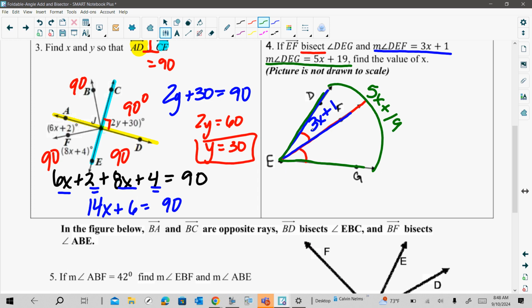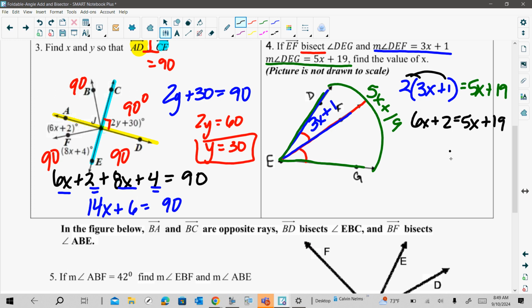Do we have part equals part, or do we have to double the part to equal the whole? Double the part. Yes, because if I have the whole measure of the angle, then I'm going to have to do 2 times this part, which is the 3x plus 1. And now I can make it equal to 5x plus 19. You're just going to distribute, get 6x plus 2 equals 5x plus 19. You should end up getting x is 17.